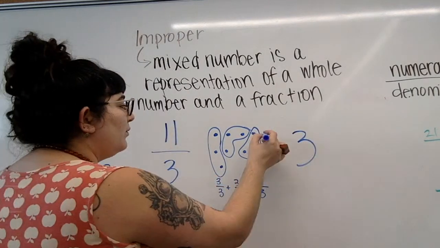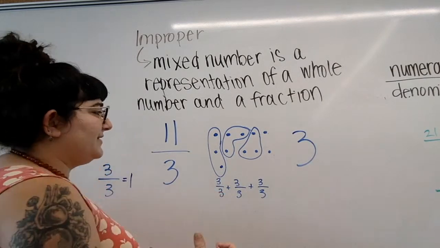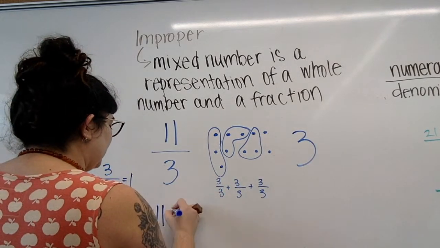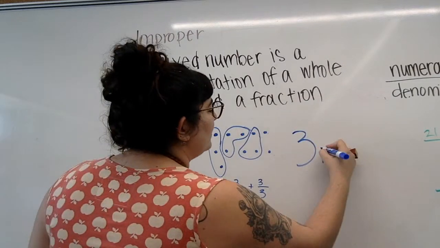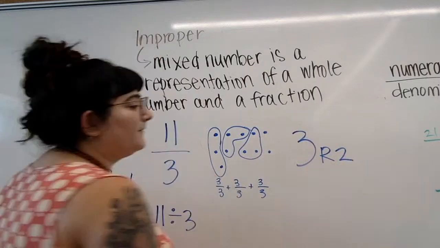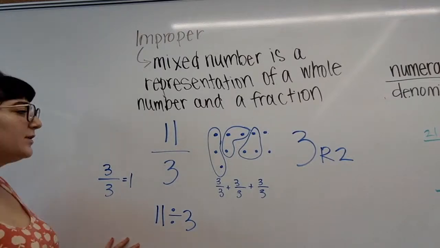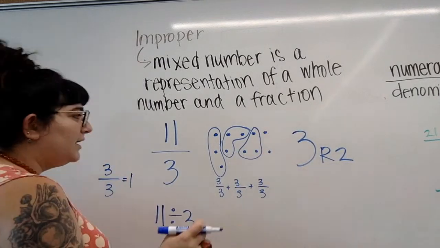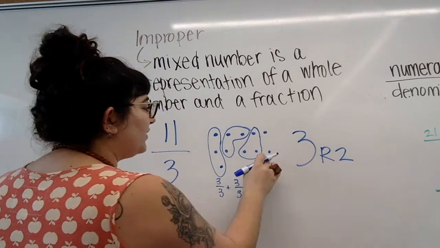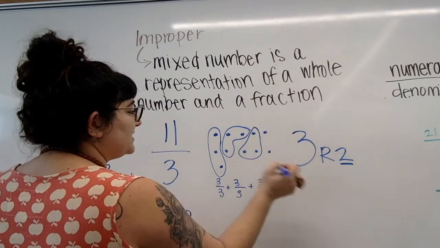Now, we have some stuff going on. If I was going to represent this by just showing 11 divided by 3, many of you would write this as 3 remainder 2. In fractions, the remainder 2 tells us how many thirds are left. We have 2/3 remaining, right? This is where that 2 comes from, we have 2 pieces remaining.